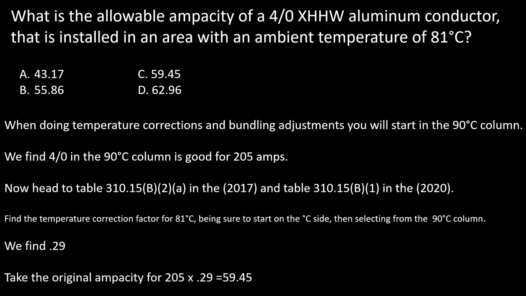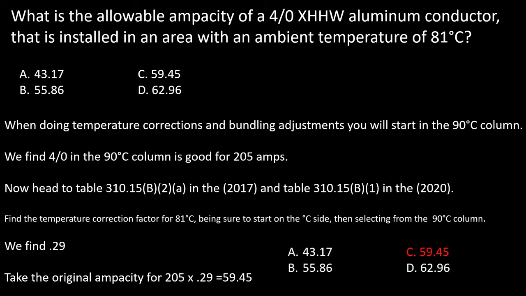So we're going to take the original ampacity of 205 amps, multiply it by 0.29, and that's going to give us a new allowable ampacity of 59.45 amps. So this wire that was once good for 205 amps is now good for a little under 60. And we're going to select C.